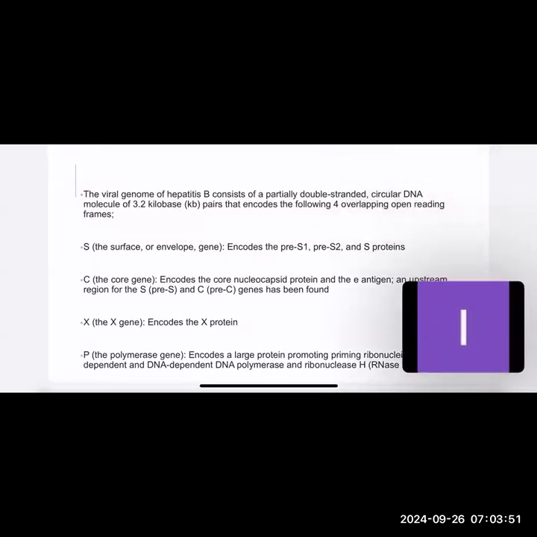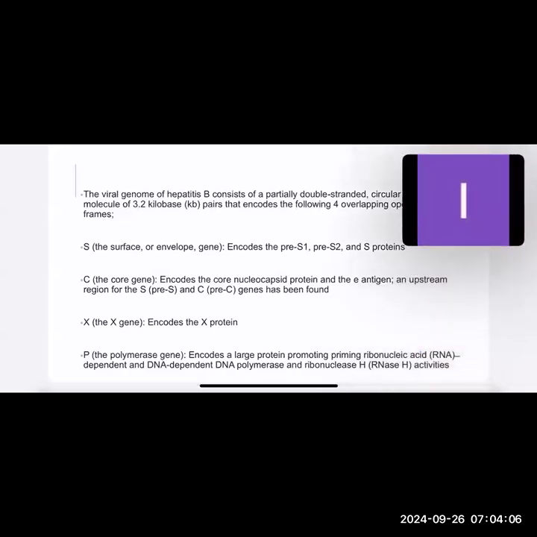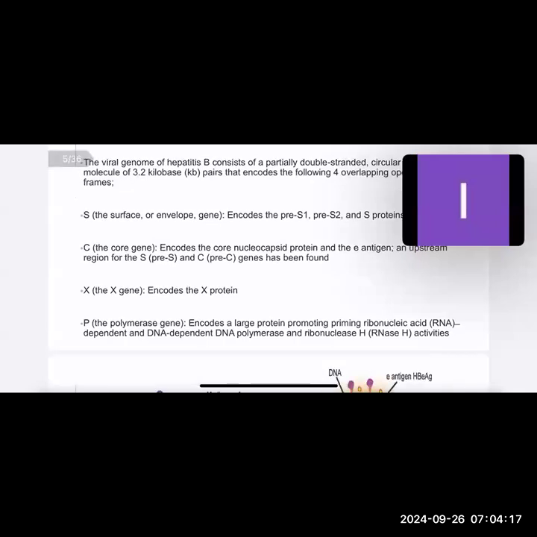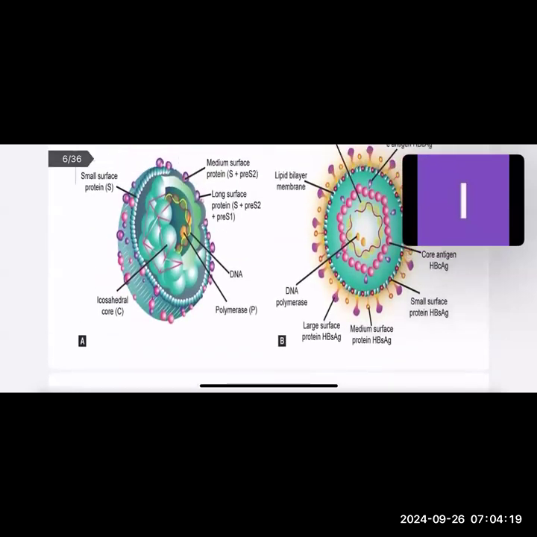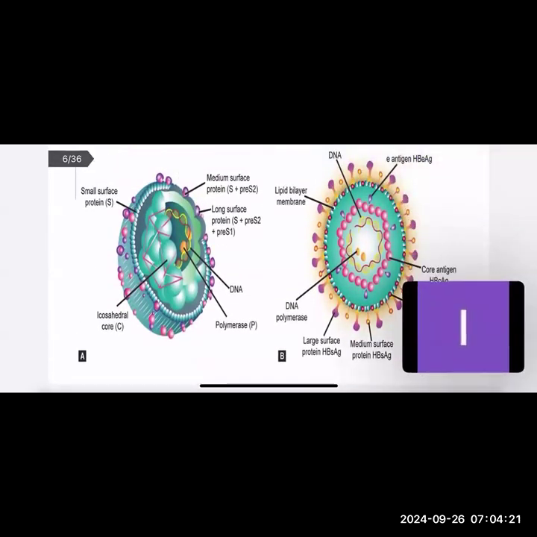The viral genome of the Hep B consists of a partially double-stranded circular DNA. In some texts, we see it written as relaxed circular DNA, the rcDNA, and this encodes some open reading frames. The surface or the envelope gene, which could be pre-S1, pre-S2, S proteins, and then there's a core gene, an X gene, and then the polymerase gene. So this is just explaining what we've been talking about.